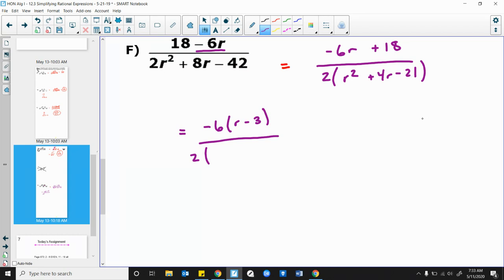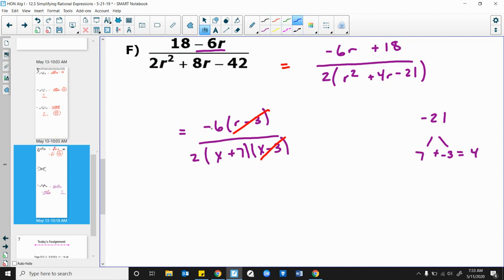So what multiplies to get me negative 21 that adds to get me 4? In this case, it's going to be 7 and negative 3. 7 times negative 3 is negative 21, and 7 plus negative 3 is 4. So I'm going to have r plus 7 and r minus 3. Right away, you can see that my r minus 3's cancel.